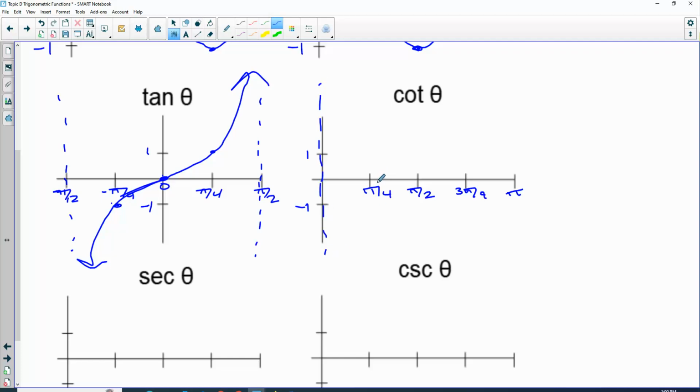Okay, at pi over 4, 45. Radical 2 over radical 2 is 1. Pi over 2 at 90, it'd be the square root of 0 over the square root of 4. 3 pi over 4, that's in the second quadrant, so it will be a negative 1. And pi is 0.